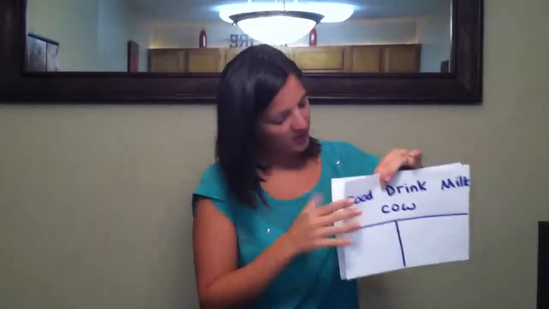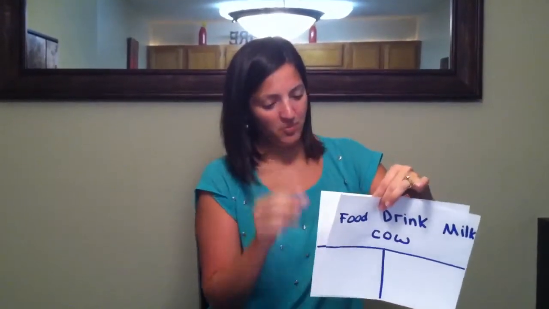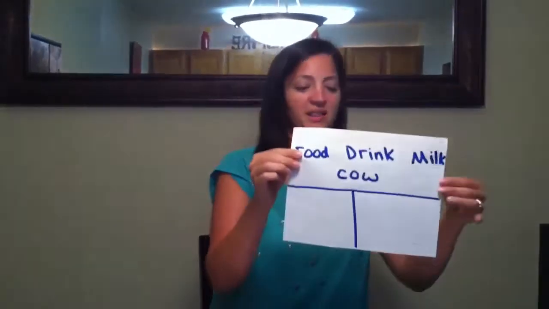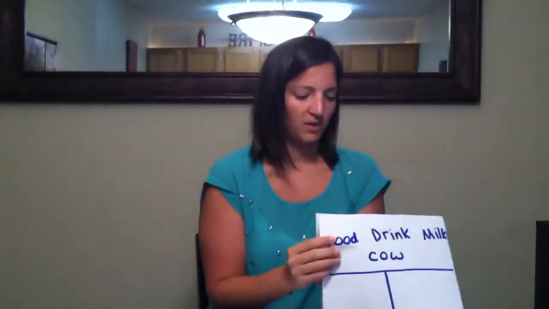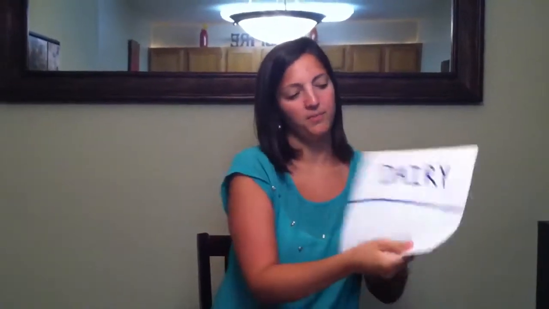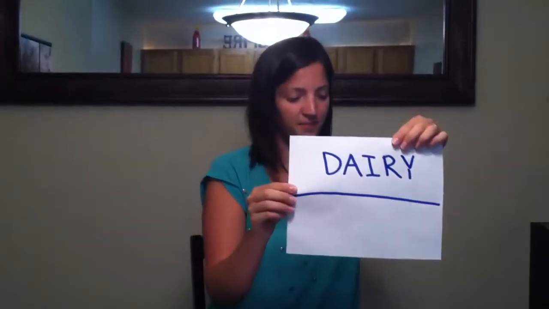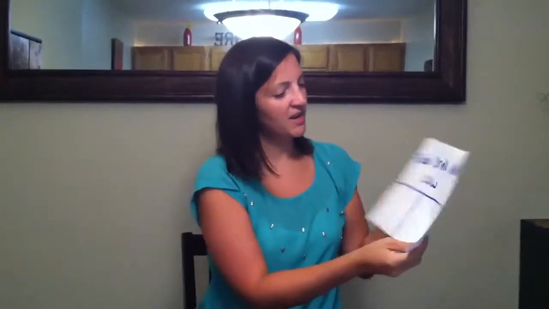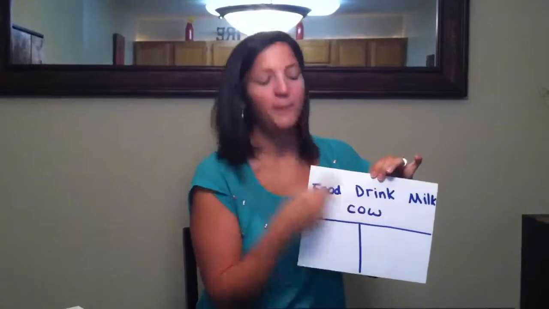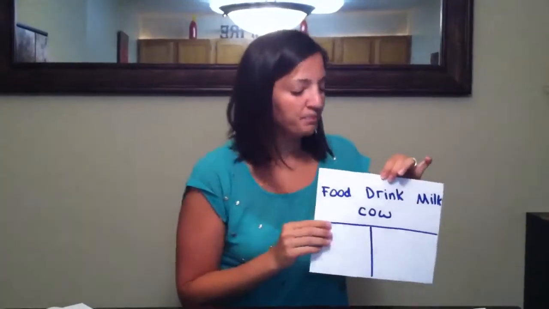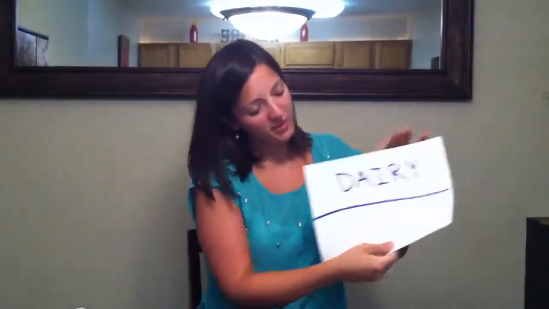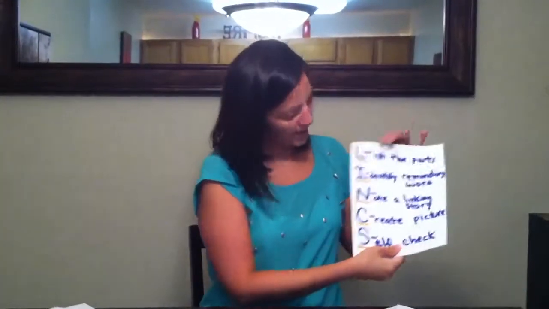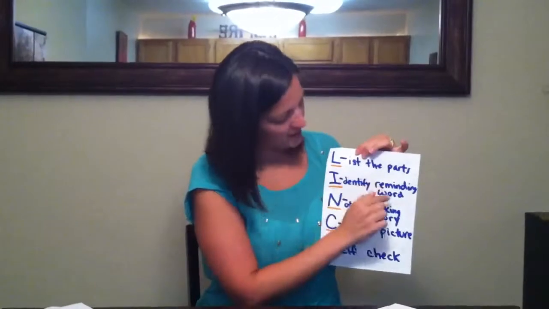So now, the back of your paper should look like this, and the front of your paper should look like this. So we have our word that we're defining, and then some more words that will help us remember our definition. Now we're going to flip it back over to the front, and we're going to go to the I part of our strategy, identify reminding words.